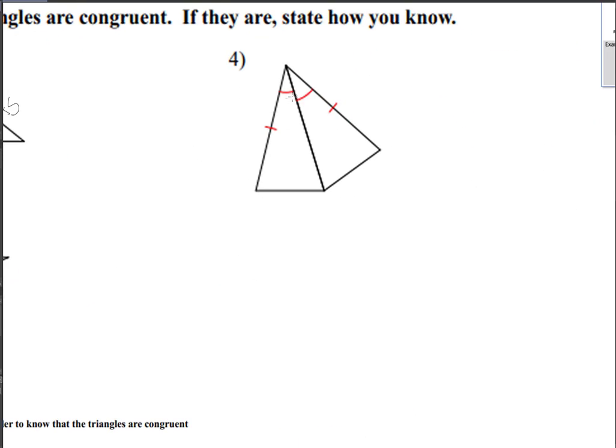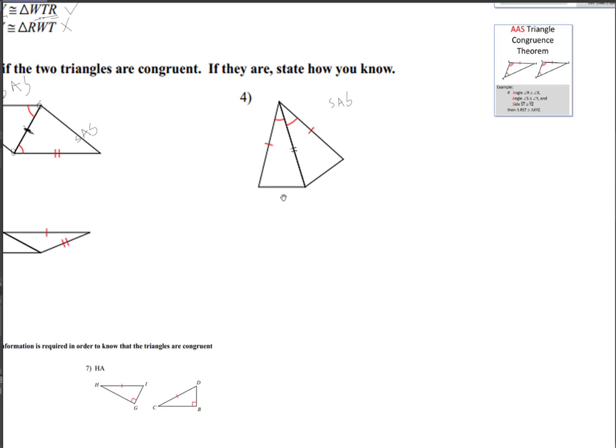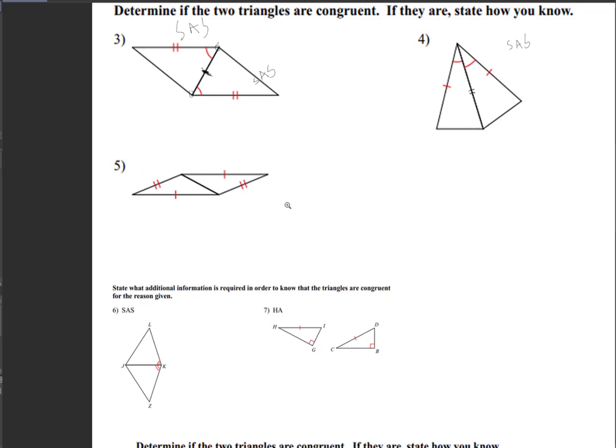So this one here, what we have is a side, an angle, and then this side here is congruent to itself. So once again, you have a side, angle, side, and a side, angle, side. So this one really is side, angle, side again, okay? Side, angle, side, all right? Let's go ahead and do this one here.